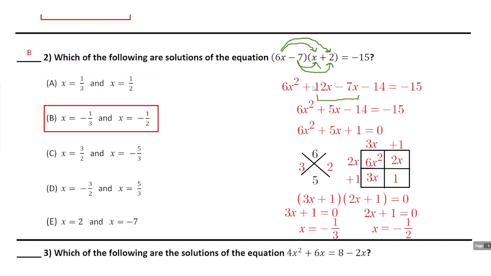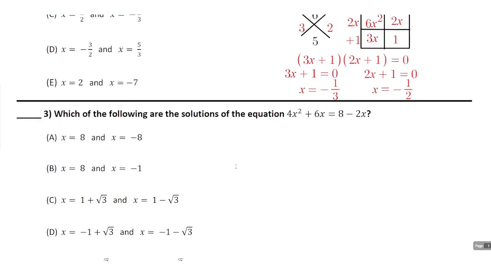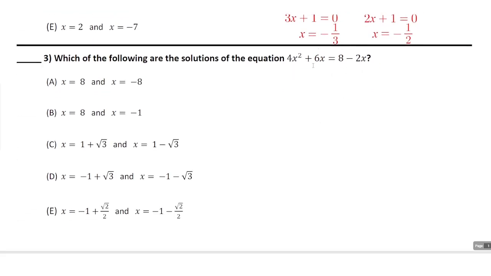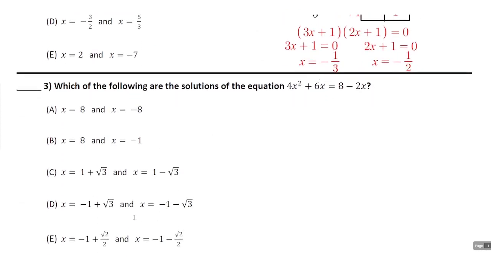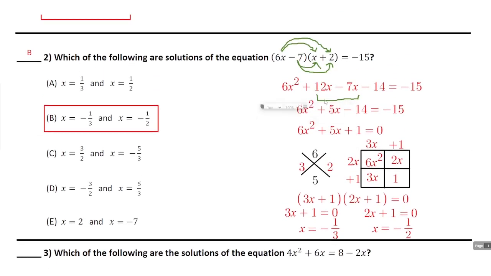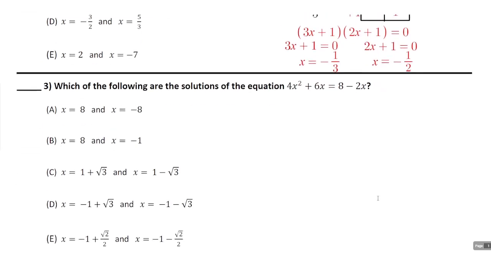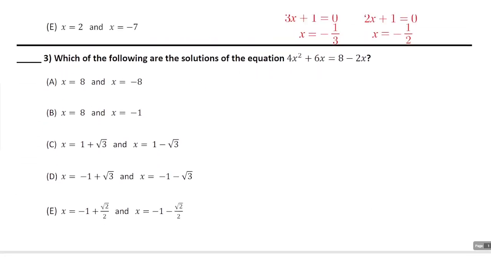Okay, there's number 2. Number 3. Which of the following are solutions to this equation? So another problem very similar to this one. I'm seeing a bunch of square roots in these solutions though, so that's kind of an indication that maybe we should use the quadratic formula on this one versus factoring that we did up here. We could have used the quadratic formula for the previous one once we got it equal to 0, but I just chose to do factoring just to show you this. But this would be a good example of one where maybe we want to use the quadratic formula.